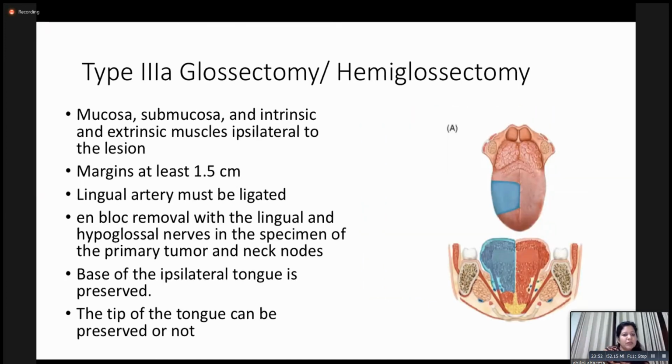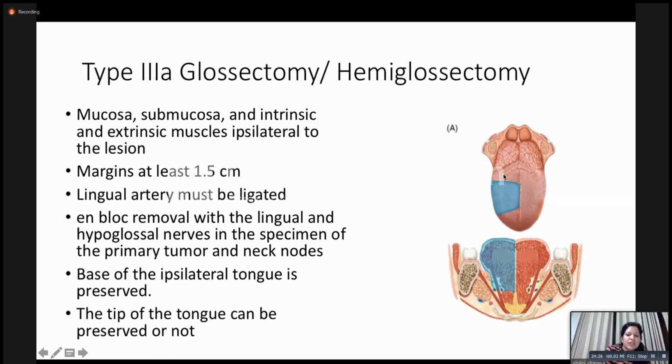Coming to type 3 glossectomy, they again divided it into 2 types. One is type 3A or hemiglossectomy. Here the resection includes mucosa, submucosa, intrinsic muscle and extrinsic muscles with an adequate margin of 1.5 centimeter, but only confined to one side of the tongue. They suggest that you should do en bloc resection of the lingual and hypoglossal nerve on the ipsilateral side. The base of the tongue on the ipsilateral side and the contralateral side are preserved.